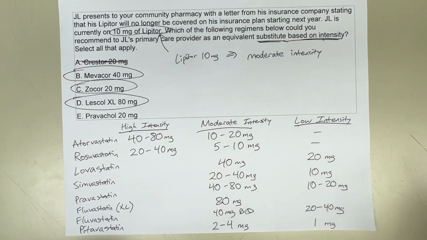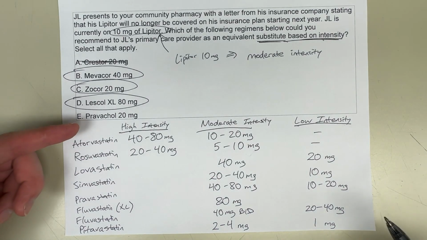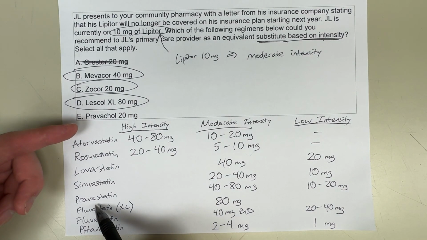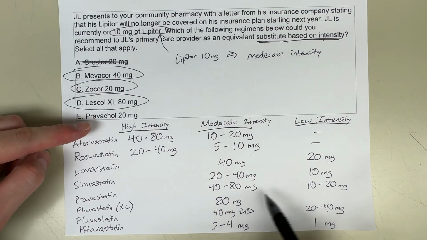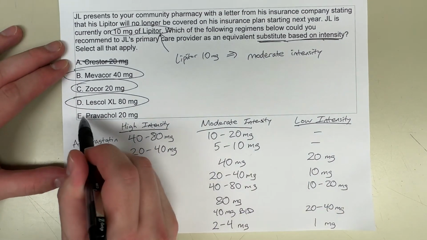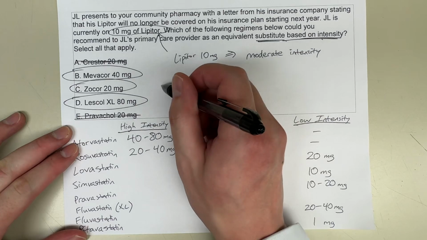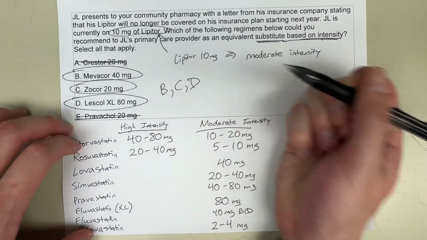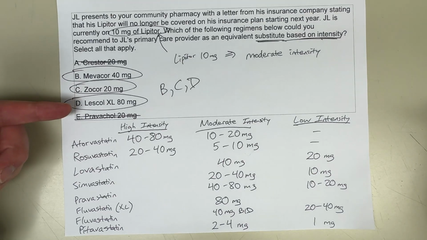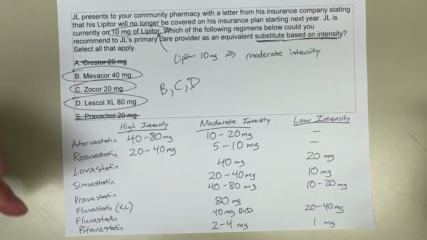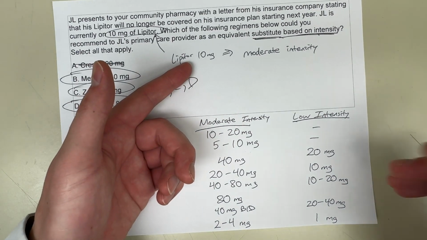So that's correct. And then the next one is Pravachol 20 milligrams. Pravachol is also known as pravastatin, which is the generic name. And the 20 milligram is only considered low intensity. So that's why this is wrong, since it's not moderate intensity. So that's why our final answer is just B, C, and D: Mevacor 40 milligrams, Zocor 20 milligrams, and Lescol XL 80 milligrams, because those are all moderate intensity statins, which are also equivalent to Lipitor 10 milligrams.